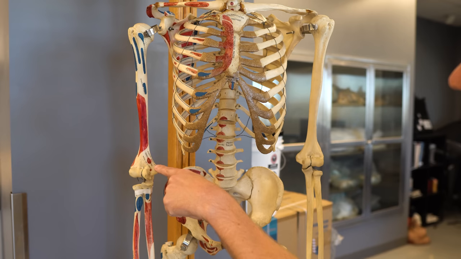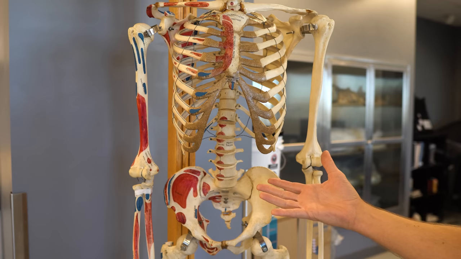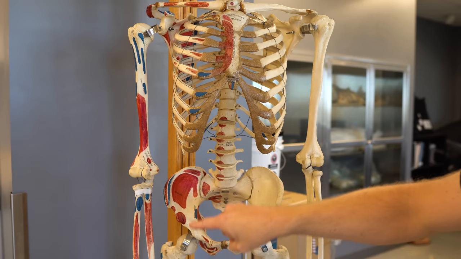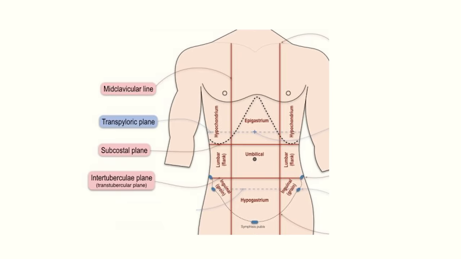So you could use either the subcostal or that transpyloric line. Some people will use both lines to further subdivide it, but it really just depends on who's teaching it. But by having those lines, so again, we have the two midclavicular lines, and then that intertubercular line, then we have the subcostal line and that transpyloric line. Let's just say by doing that, you then end up with nine regions in which we can divide the abdomen.